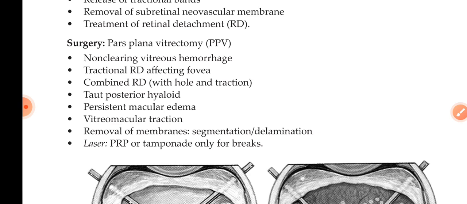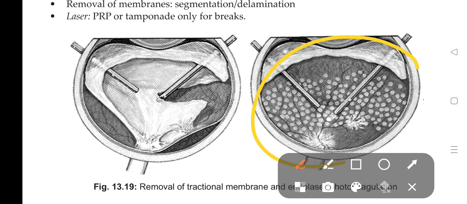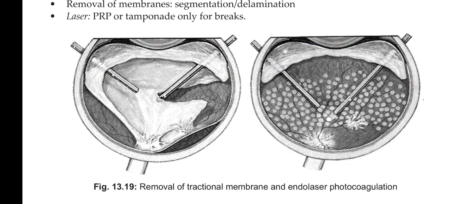These are some steps. Okay, let me see the diagram only. This is pars plana vitrectomy, this is pan-retinal photocoagulation. Okay, and this is repair of tractional membrane, removal of tractional membrane. Okay, pan-retinal photocoagulation, you can see very beautiful. They are giving small dots. Okay, pan-retinal photocoagulation is also done to prevent retinal detachment.